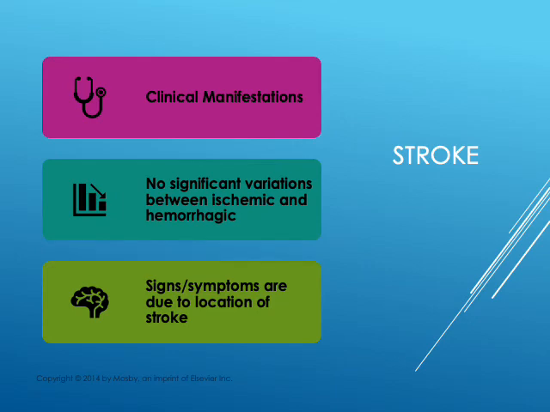So clinical manifestations, they don't change between ischemic and hemorrhagic. They're pretty much the same. There's a change in the level of consciousness, maybe some slurring of speech, motor deficits on one side or the other, and it's usually contralateral, so opposite side of what's going on.